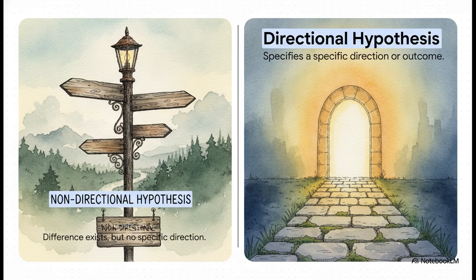A non-directional hypothesis, on the other hand, plays it a bit safer. It simply states that a relationship or difference exists, but leaves the exact outcome open. It might say there is a difference in achievement based on feedback, without committing to whether it's higher or lower.